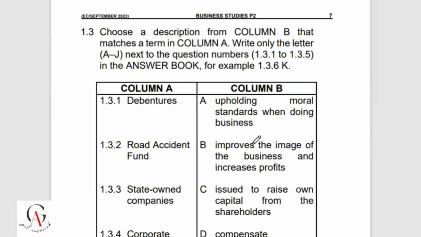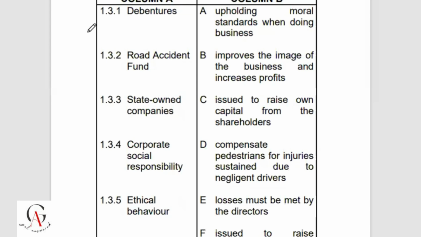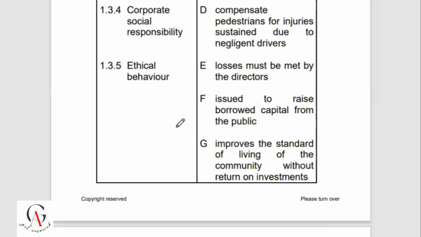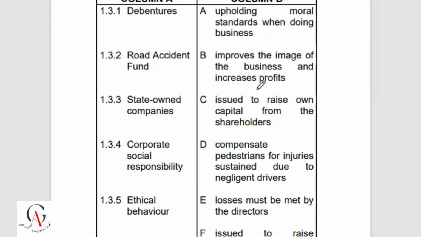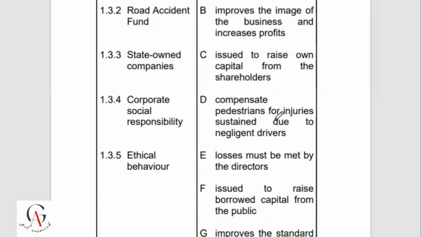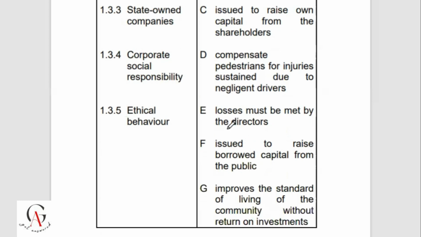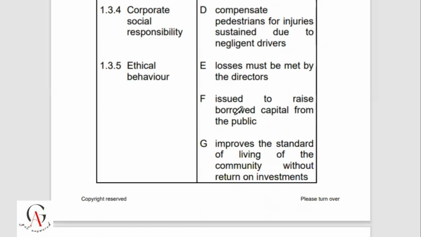So now if we check our column A, we have the bankers, Road Accident Fund, state-owned companies, corporate social responsibility, ethical behavior. But in our column B, we have: A, upholding moral standards when doing business. B, improves the image of the business and increases profits. C, issued to raise own capital from the shareholders. D, compensate pedestrians for injuries sustained due to negligent drivers. E, losses must be made by the directors. F, issued to raise borrowed capital from the public.